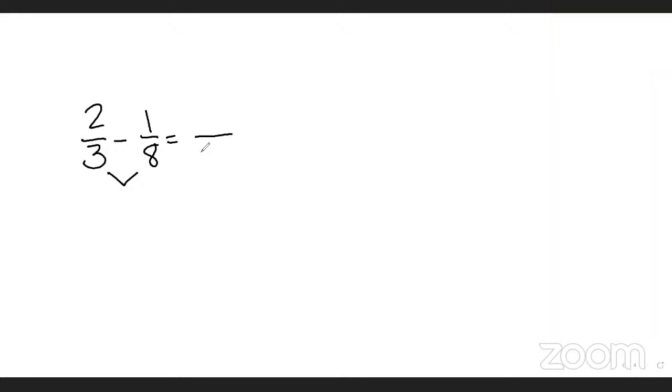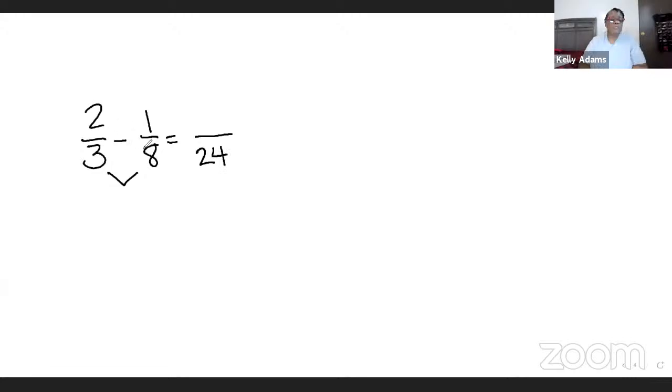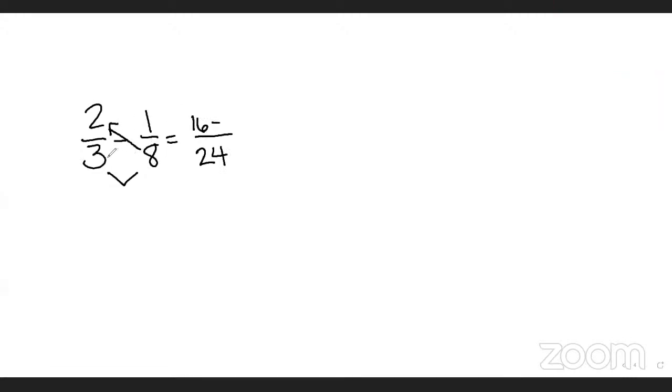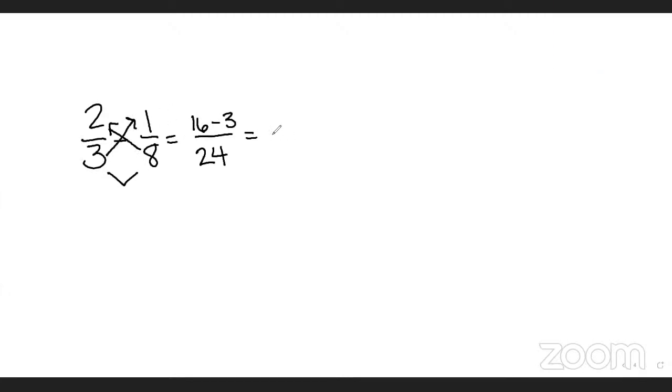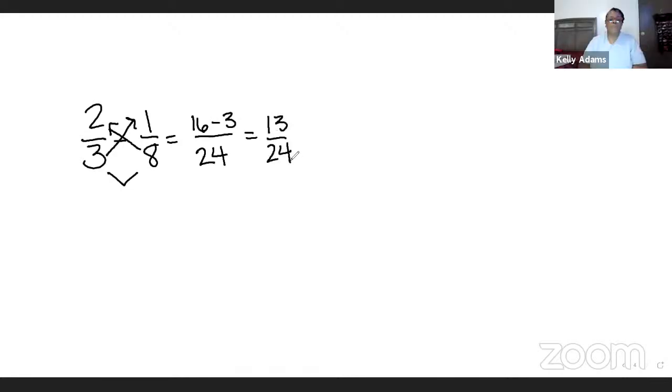Nobody knows what 3 times 8 is? 24. Oh, okay. 8 times 2, 16, minus 3 times 1, 3. So 3 from 16 is 13, and bring over my 24. That's all I have to do.